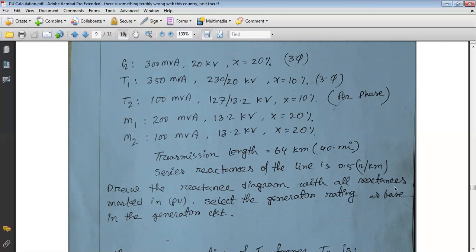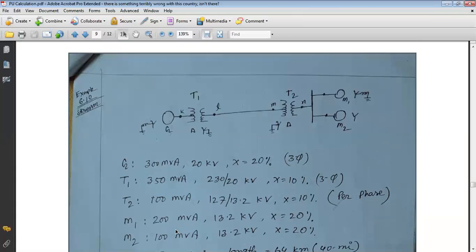So we have to select a new base, and the base is the generator. We have to select the generator rating as our new reference base for the one-line diagram, and this should be in the generator circuit. So our reference base power and base voltage are at the generator point. We first calculate the per unit reactance for the generator at the same rating, and next we move from transformer T1 to the transmission line to T2, and then motors M1 and M2. So we move our calculation from the very left side to the rightmost side.